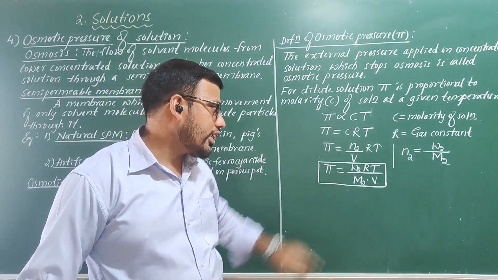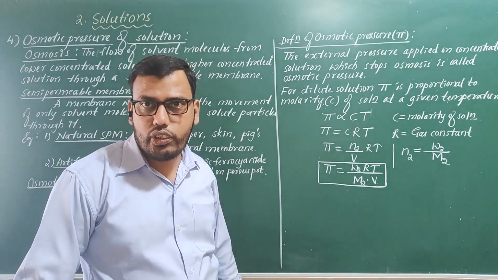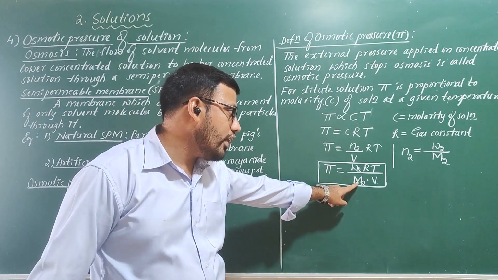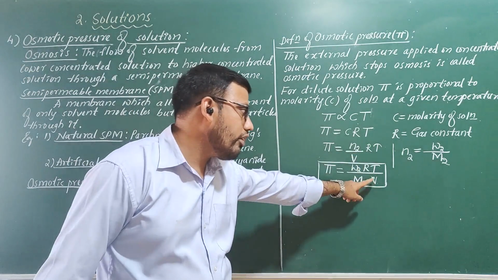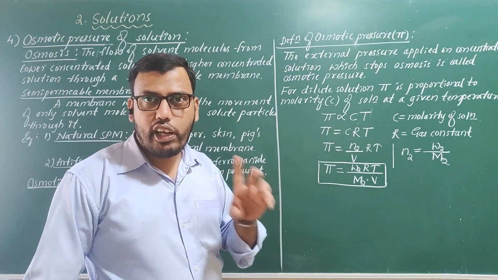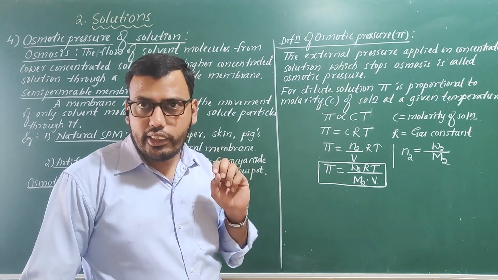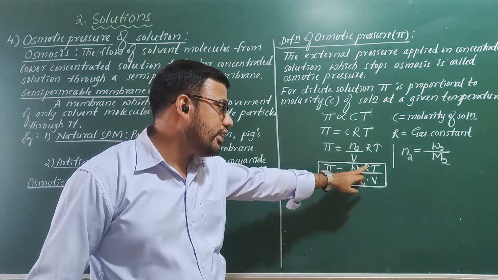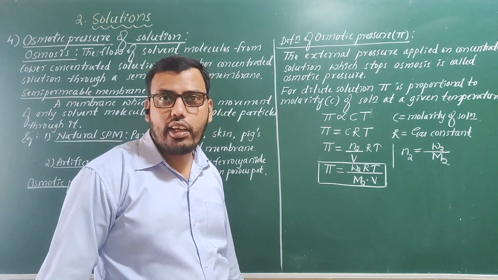Now by using this expression you can calculate the molar mass of solute, the M2 value. What is M2 here? Molar mass of solute. What is V here? It has come from molarity. That's why we should always take the volume of the solution in liters. What is W2? Mass of solute in grams. R is a gas constant, and T is the temperature in Kelvin.